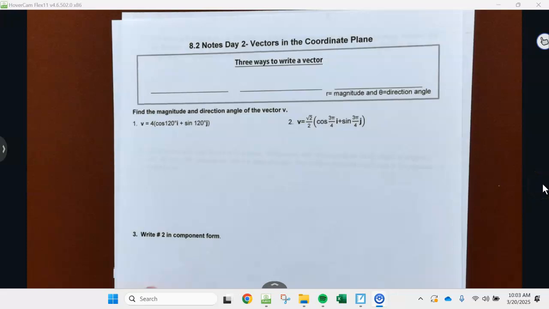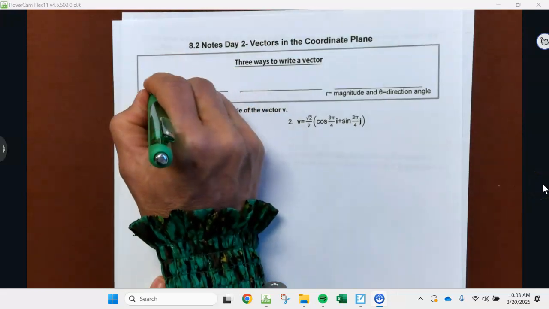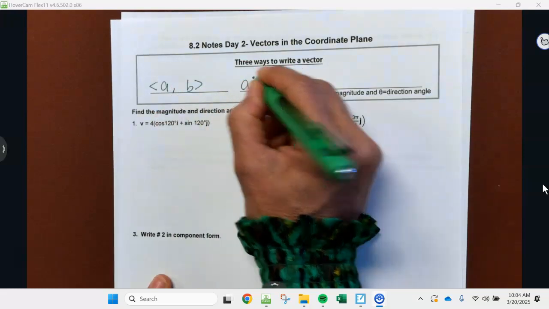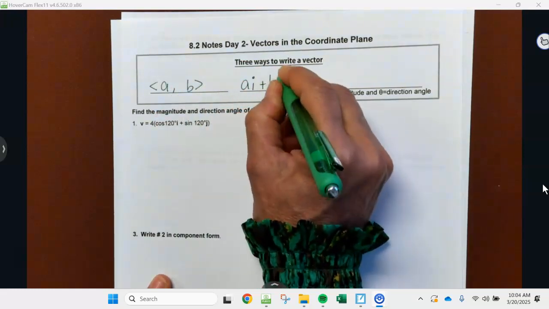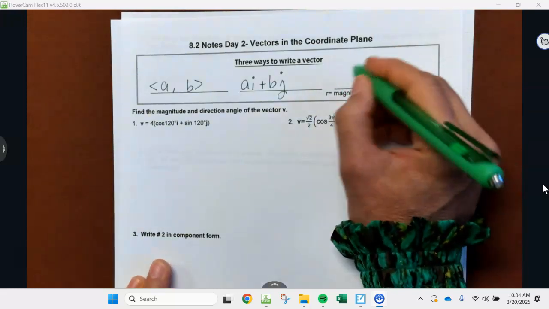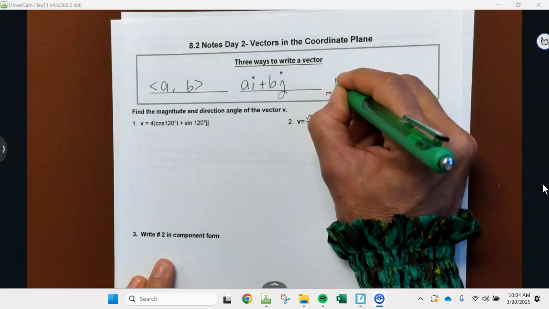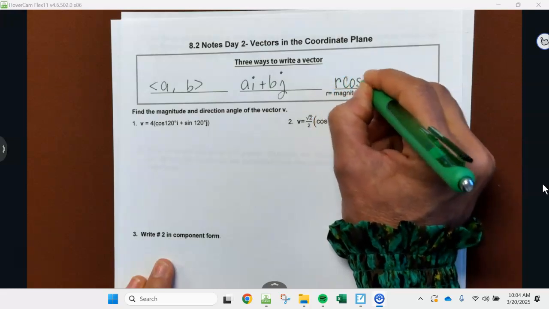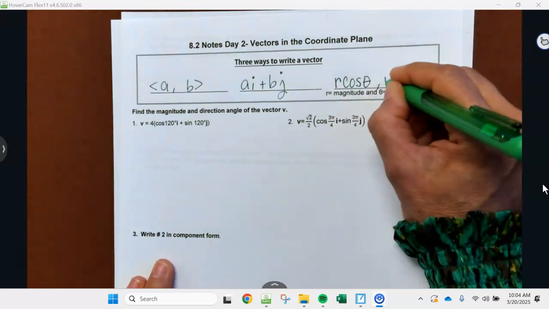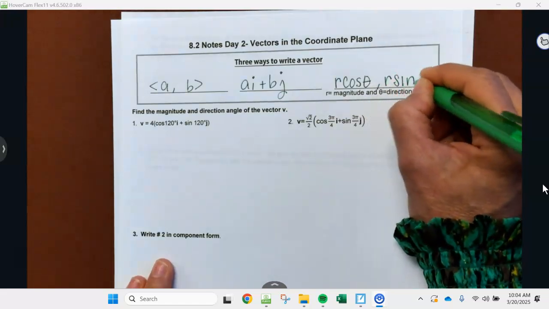There are 3 ways to write a vector. You already know component form. You already know linear combo form. Here's the third one. It has to do with sine and cosine. So it is going to be r cosine theta, whatever the cosine value is, and then r sine theta.